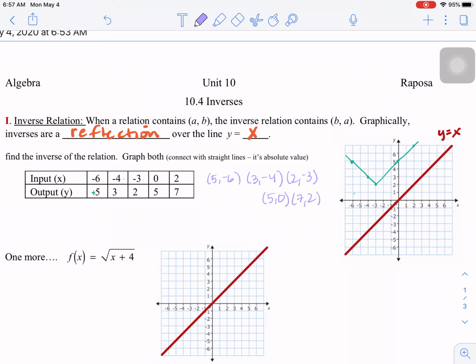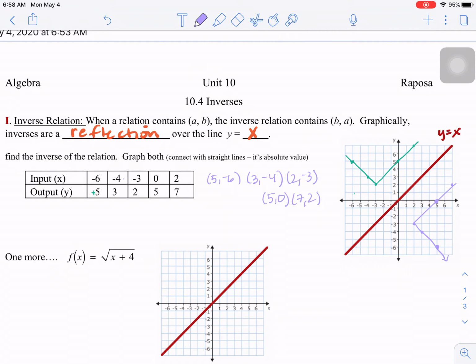Now, go and find these points. So if we go over to 5 and we go down 6, here we are. (3, -4), (2, -3), then (5, 0). Oh, so now it's going to curve back up that way. And let's see, 7 would be 2. Okay.